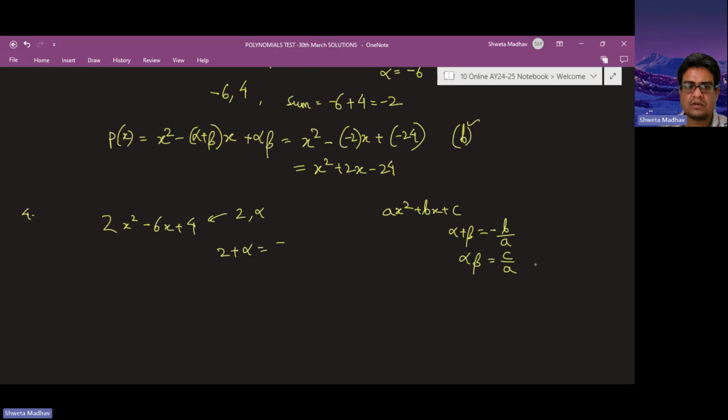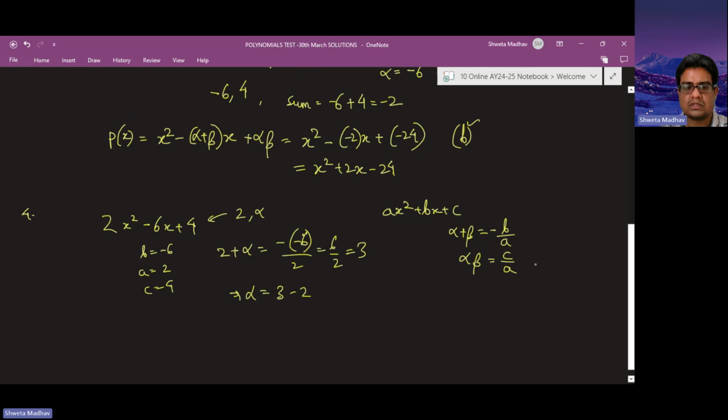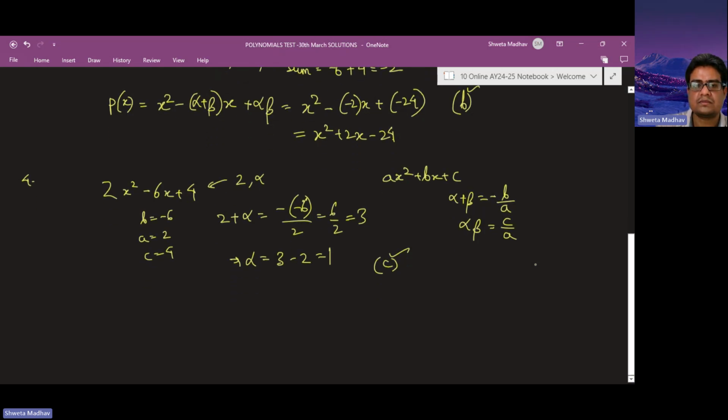So alpha plus beta, which is 2 plus alpha, is equal to minus b by a. Here b is -6, a is 2 and c is 4. So this is minus of (-6) by 2, which is 6 by 2, equal to 3. Therefore, alpha will be equal to 3 minus 2, which is 1. So option C is the correct answer, since the value of alpha has been asked.